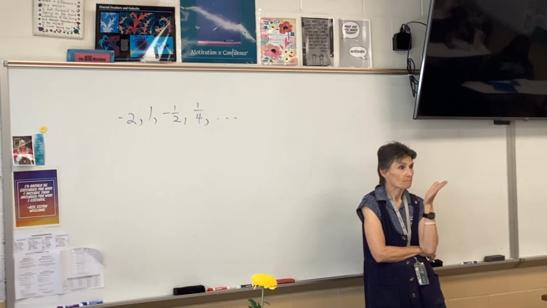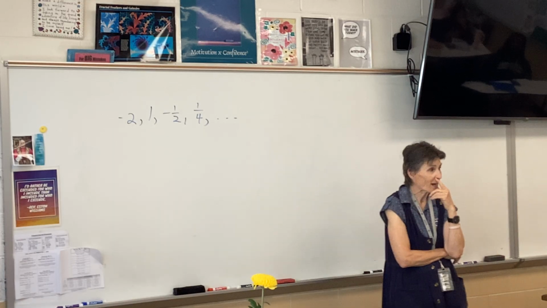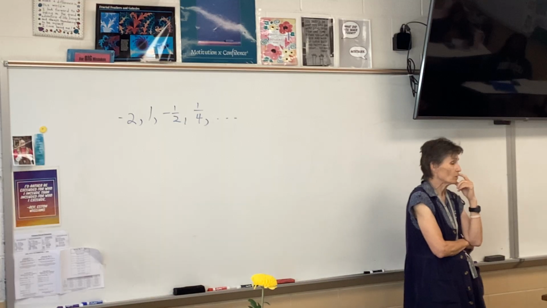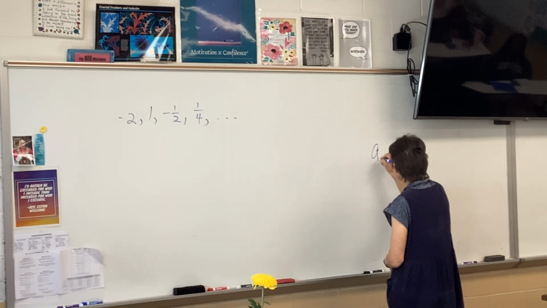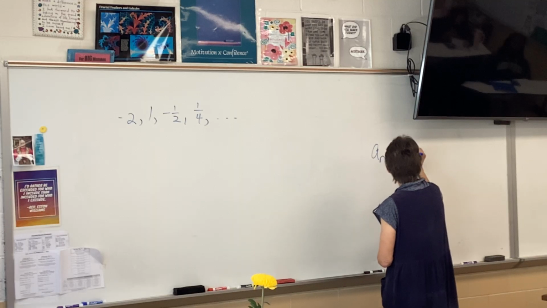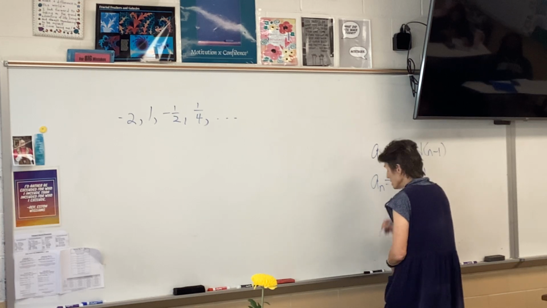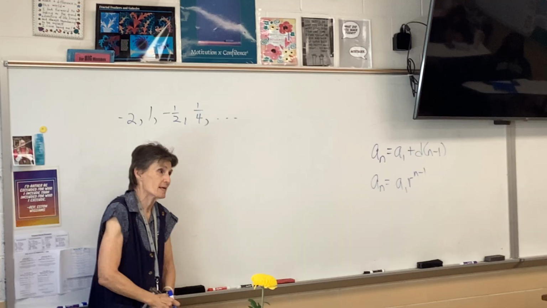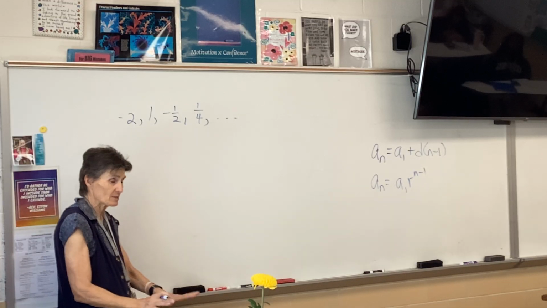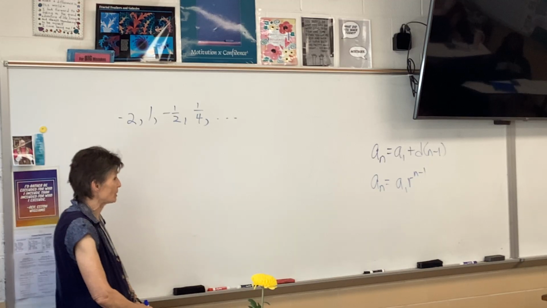And what's the difference between them? One's addition, subtraction, the other's multiplication, division. In arithmetic, we add or subtract. Geometric, we multiply or divide. And I gave you the formulas for those two. This is your arithmetic formula. This is your geometric formula. I encourage you to write these down so I don't have to keep writing them down. You will never have to memorize them, at least not in this class. So just write them down somewhere so you have them to reference.